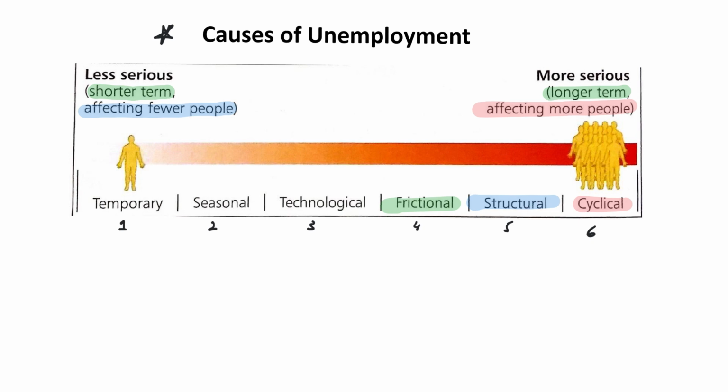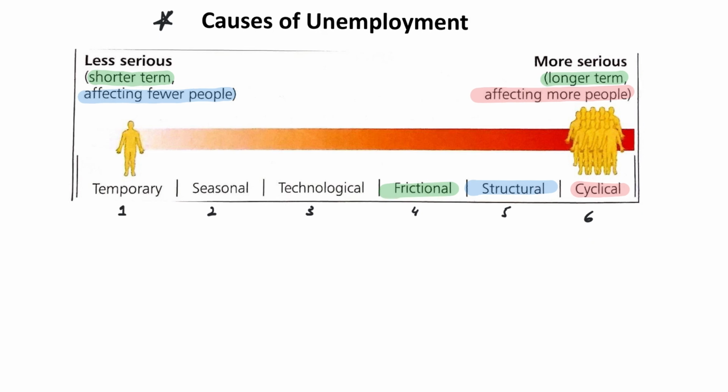But actually you have six of these, starting from the least serious to the most serious. We're going to talk about all six, and the last three also. So we're going to define each of them. Temporary unemployment is the least serious and it affects the fewest people.